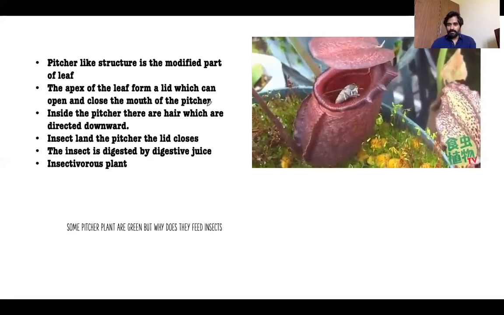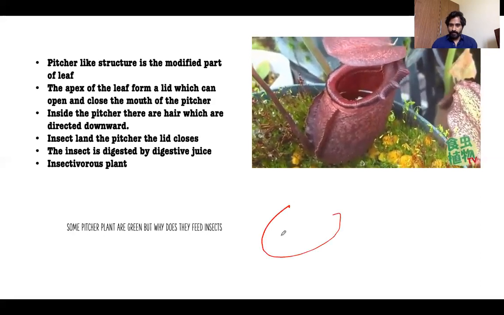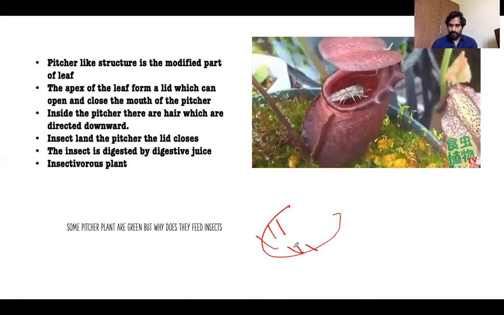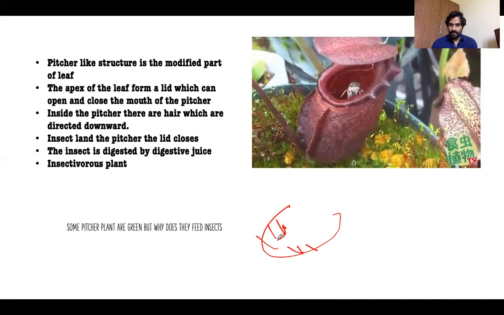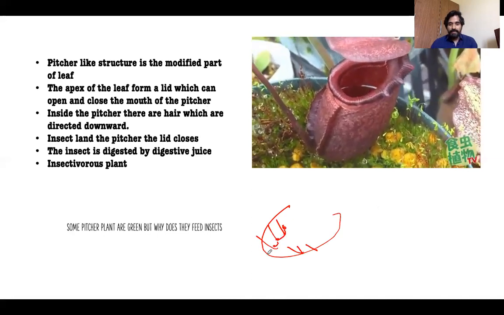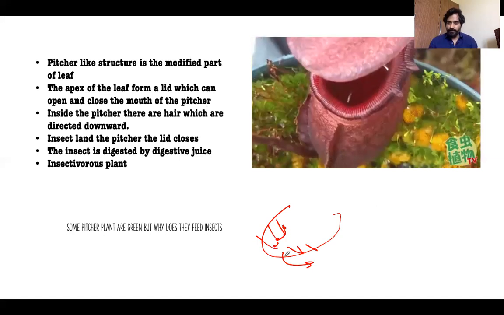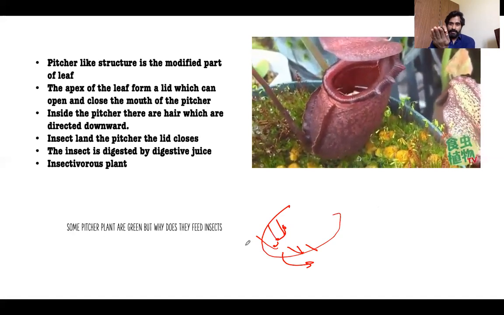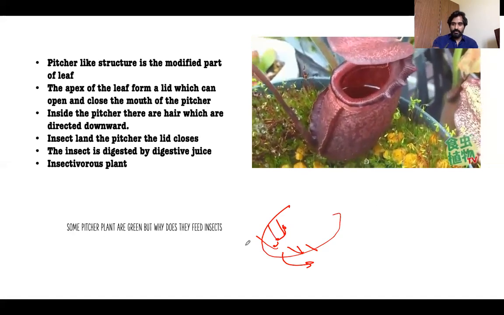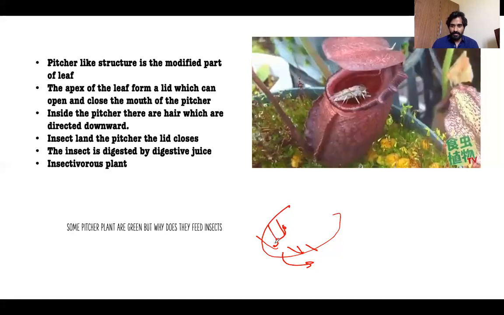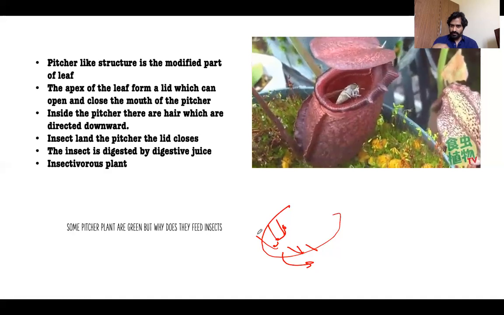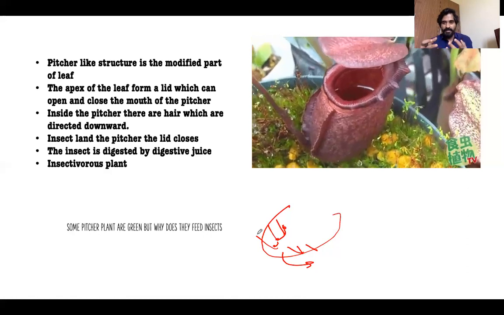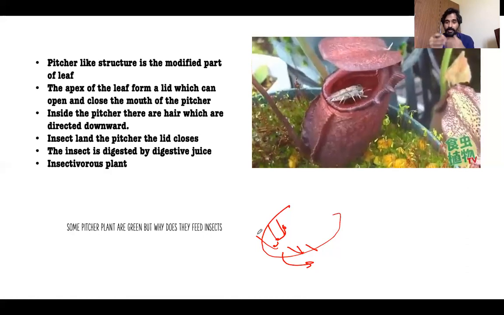It's like this, let me try to draw it. When the insect reaches here, it goes down further. There is lots of digestive juice at the end of this pitcher. The lid is closed when an insect goes inside. So what will happen when the lid is closed? The insect cannot come out, and ultimately the digestive juice slowly and steadily destroys or kills this insect.